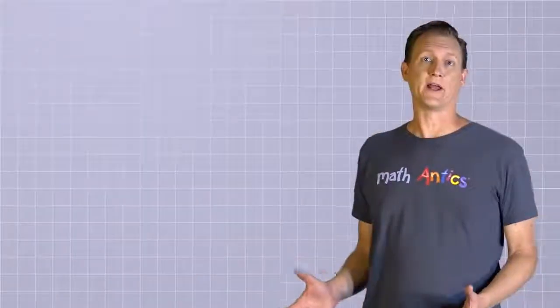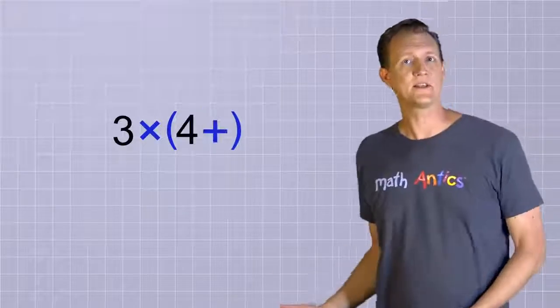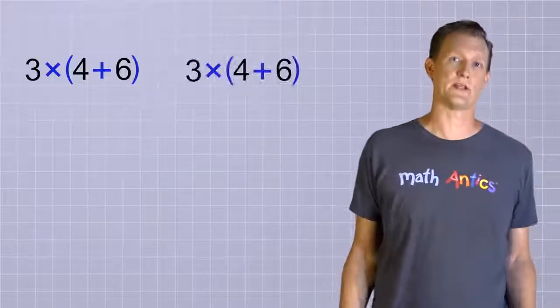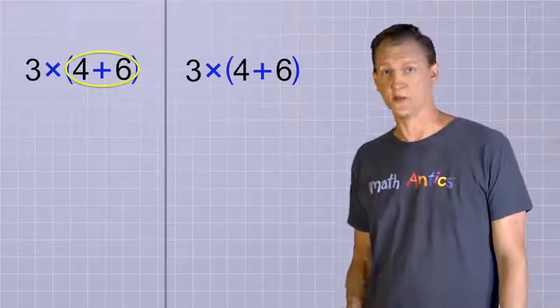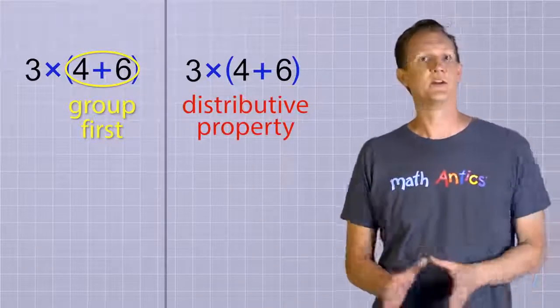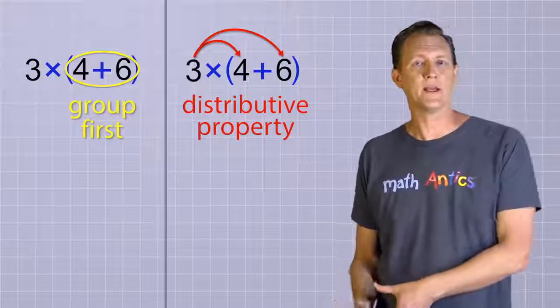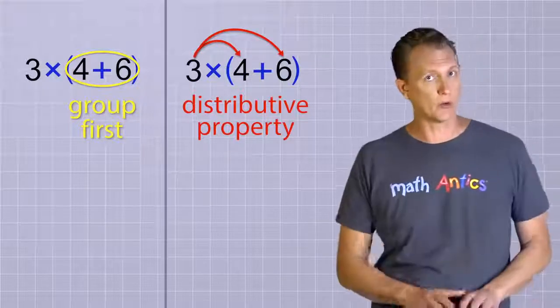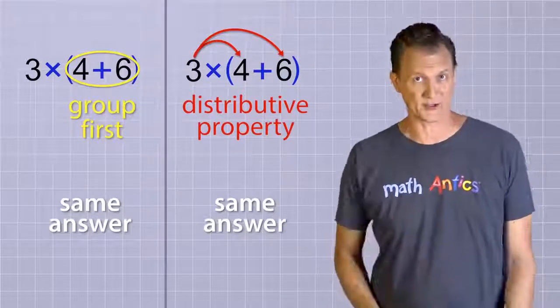And in that previous video, we saw how you can take a problem like 3 times the group, 4 plus 6, and simplify it two different ways. You could either simplify what was in the group first, or you could use the distributive property to distribute a copy of the factor 3 to each member of the group. And no matter which way you go, you get the same answer.